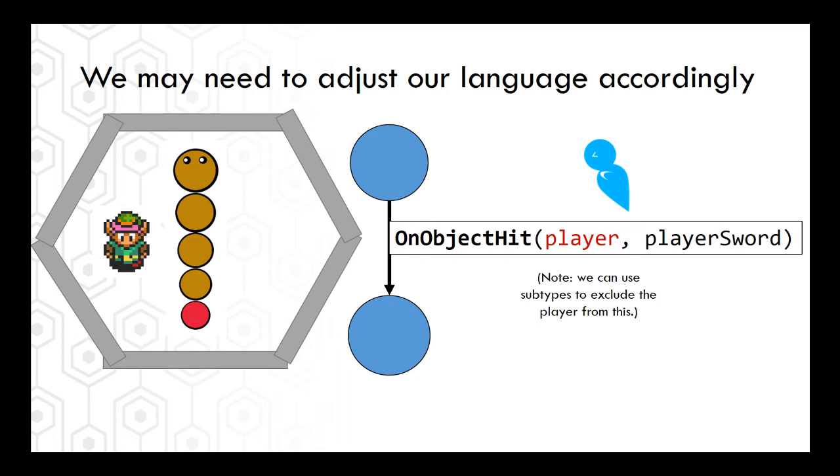But then in this case, this is a place where we need to adjust our language accordingly. And as I showed you before, this is a place where we could potentially use subtypes to exclude the player from being inserted incorrectly into a behavior that we don't want.